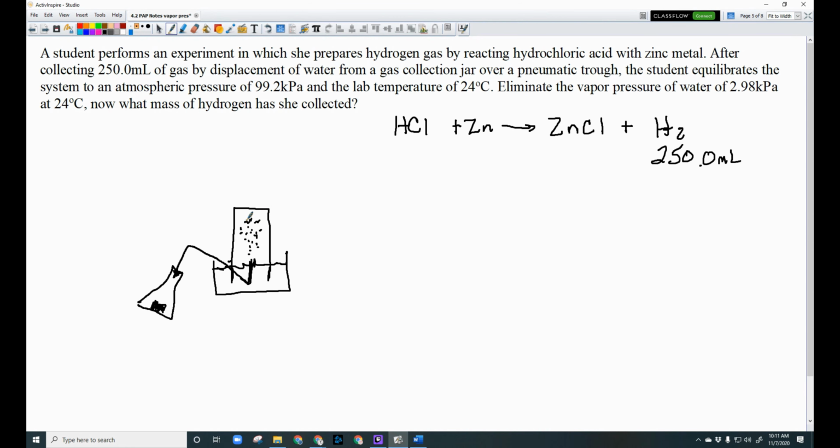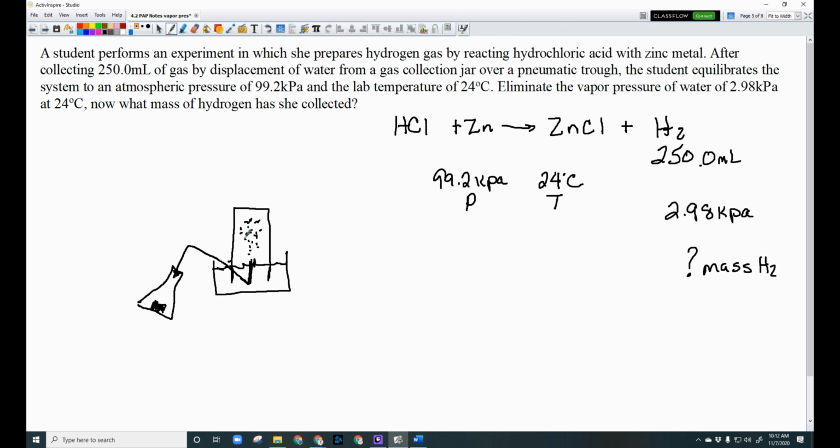The student equilibrates the system to an atmospheric pressure of 99.2 kPa and the lab temperature of 24 degrees Celsius. Okay, so this is a pressure and this is a temperature. Eliminate the vapor pressure of the water, which is 2.98 kPa. Now, what is the mass of the hydrogen that she has collected? So we're looking for a mass of hydrogen gas.